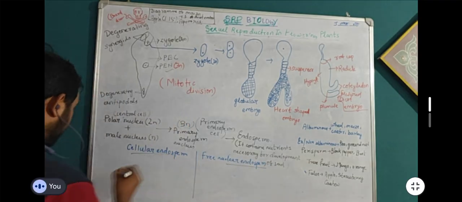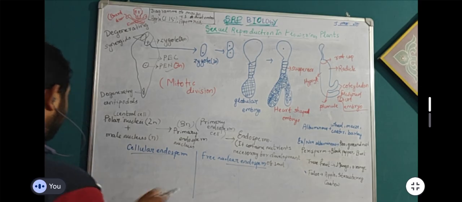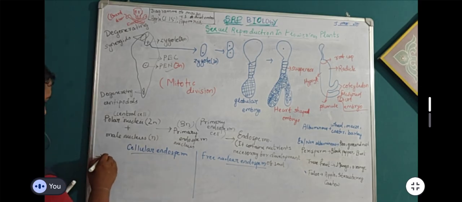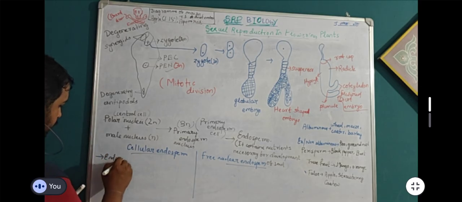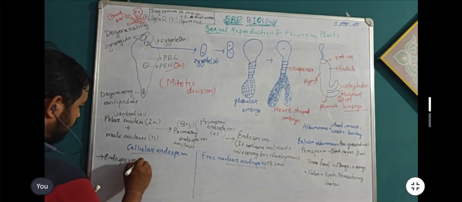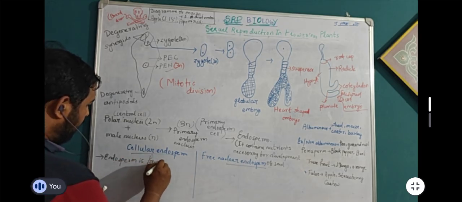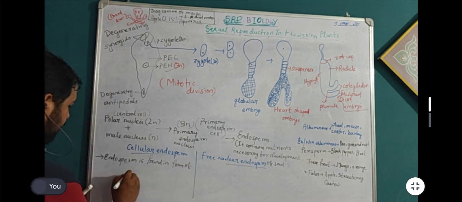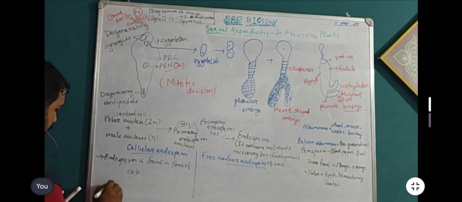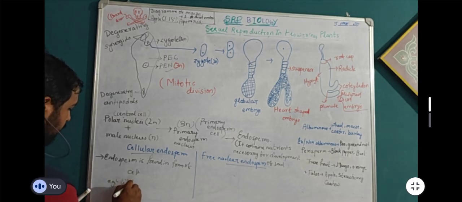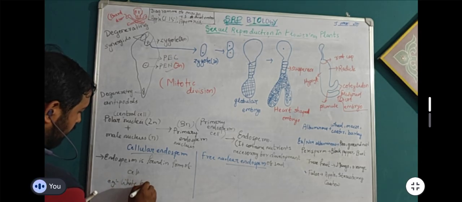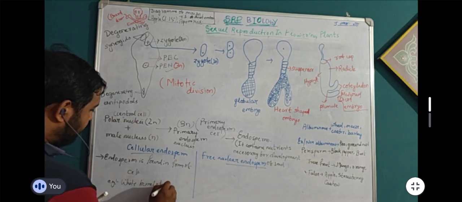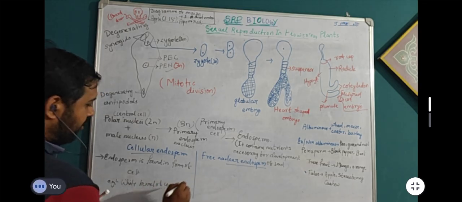Cellular means the endosperm is found in the form of cells. The best example is the white kernel of coconut. Yesterday I told you about the white kernel of coconut. You can expect this question in your MCQs.